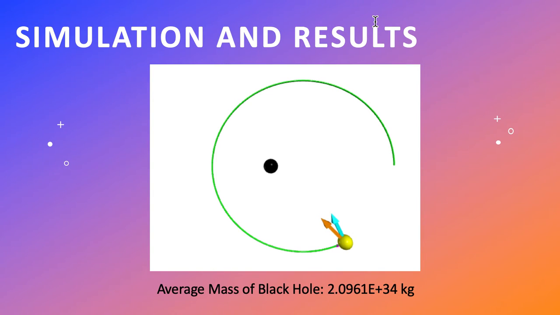So my simulation resulted in a relatively circular path, and each simulation outputted a mass of the black hole. There were about 450. It was tedious indeed. And so I calculated the average mass, which came out to be 2.0961 times 10 to the 34th.